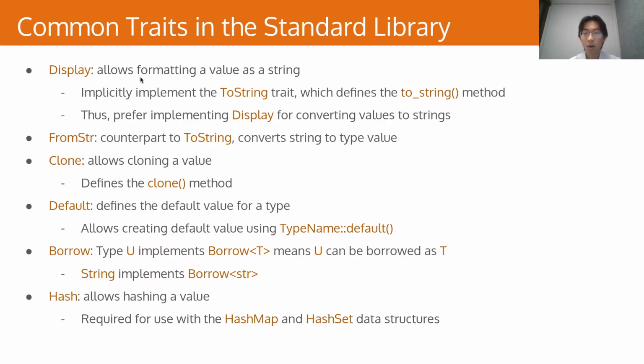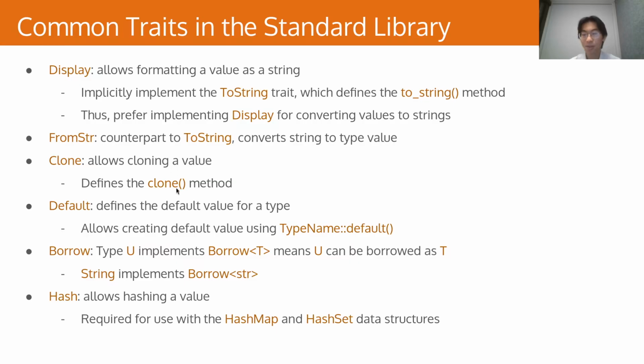We'll go over some common traits that you might see in the standard library. First is Display, which lets you format a value as a string. This implicitly implements the ToString trait, which defines the to_string method. So whenever you want to convert something to a string, you should prefer implementing this Display trait instead of writing your own custom function, or just putting it in any impl block. The opposite of Display you can think of is FromStr, which converts a string into that type's value.